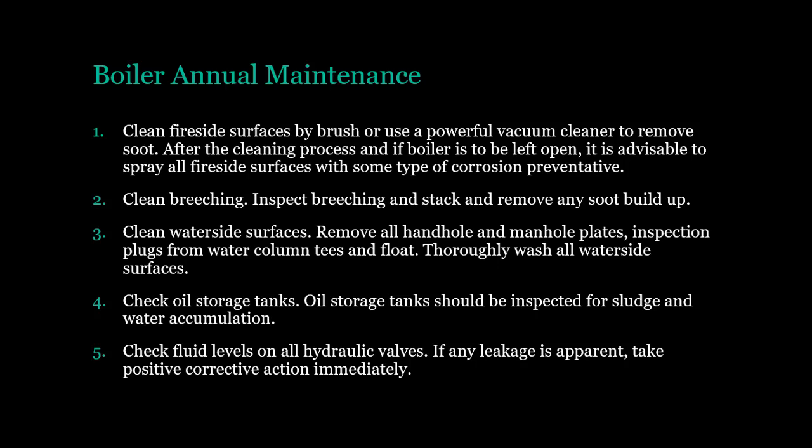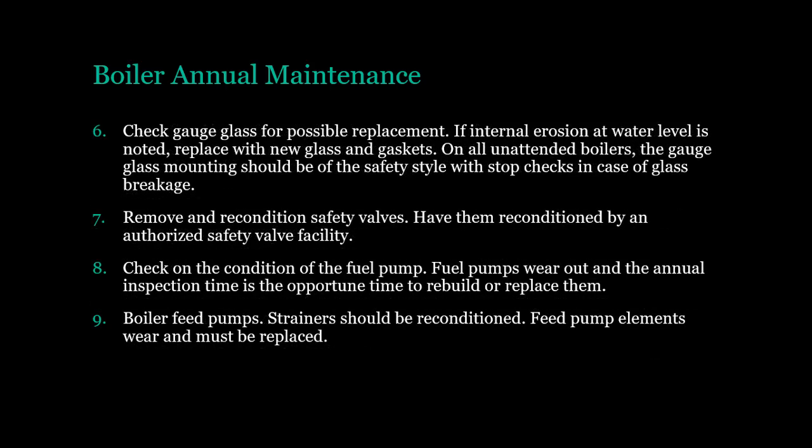If any leakage is apparent, repair it. Boiler annual maintenance. Check gauge glass for possible replacement. If internal erosion at water level is noted, replace with new glass and gaskets. On all unattended boilers, the gauge glass mounting should be of the safety style with stop checks in case of glass breakage. Remove and recondition safety valves.